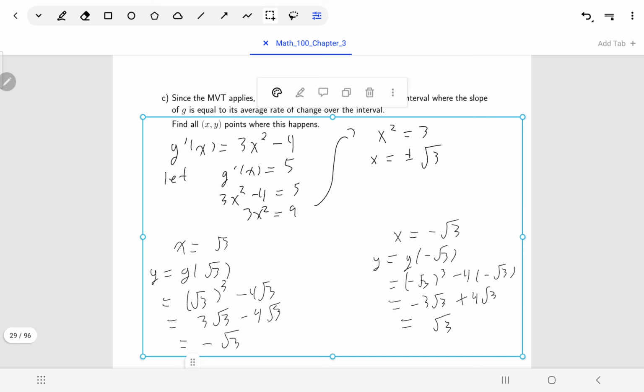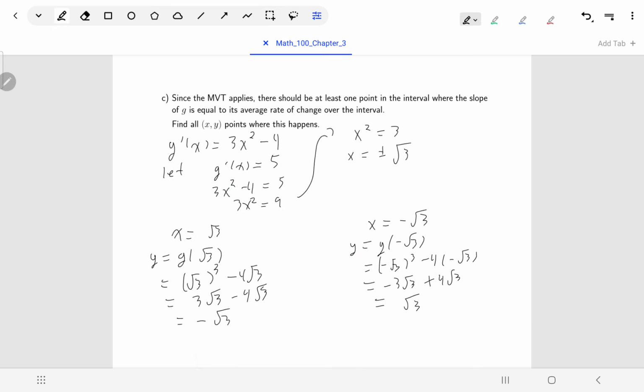So now I can finally state my answer: the 2 points are root 3, negative root 3, which is the first point we found, and negative root 3, root 3, the second point we found. Both of these points are inside our interval. Our interval was from negative 3 to positive 3. This is about 1.7, and the other one is about negative 1.7. So both are definitely inside our interval.